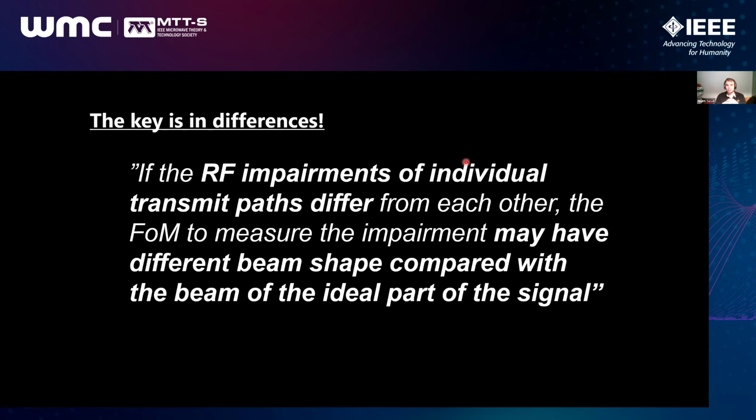That brings me to the conclusion, which is this one slide. If the RF impairments of individual transmit paths differ from each other, the figure of merit to measure the impairment may have a different beam shape compared with the beam of the ideal part of the signal. So differences can be used to advantage in this case.